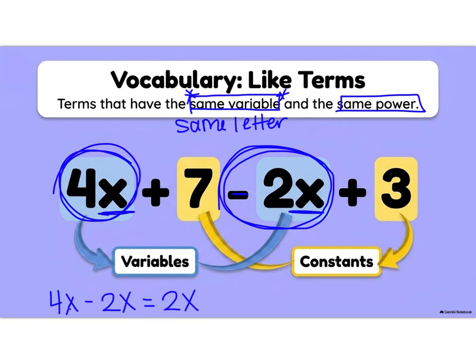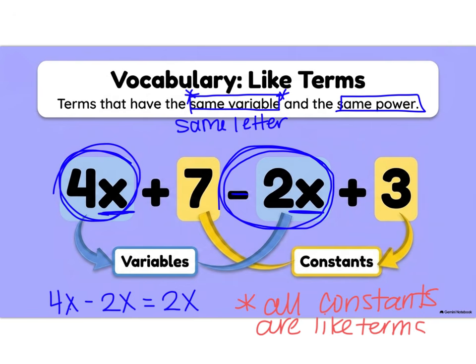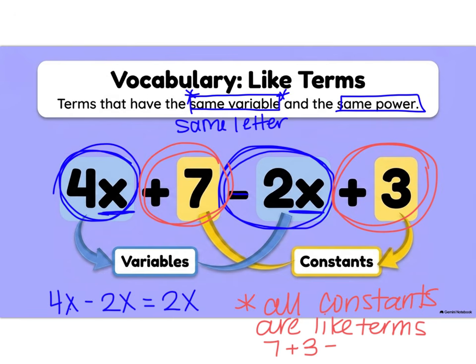One thing to also note is that all constants, which we talked about last class, all constants are like terms because I am able to add and subtract any number. So it doesn't matter if the number is positive, negative, a fraction, or a decimal, I am able to add those together. So right now we have a positive 7 and plus 3. So if I was to add 7 plus 3 equals 10.